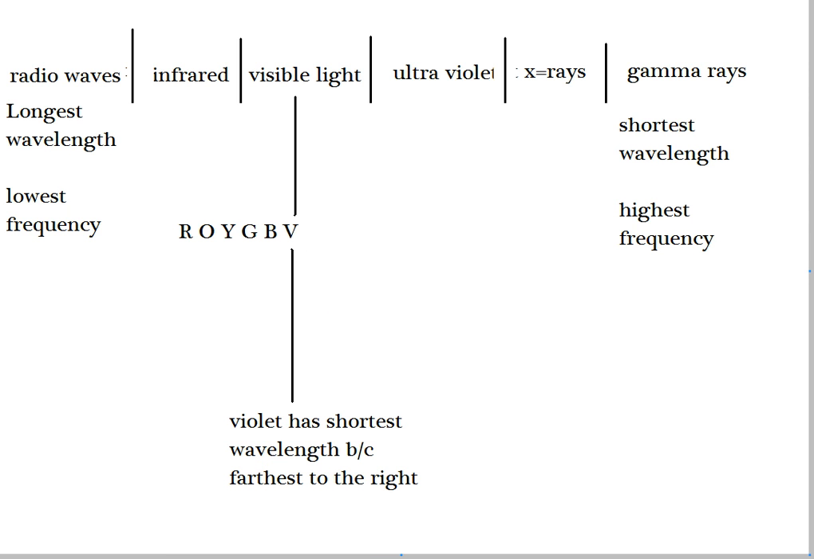Now what you're going to need to know about radio waves is they have the longest wavelength and the lowest frequency. That's because they're all the way to the left side. And the farthest to the right side on the electromagnetic spectrum is the gamma rays, and they have the shortest wavelength and the highest frequency.